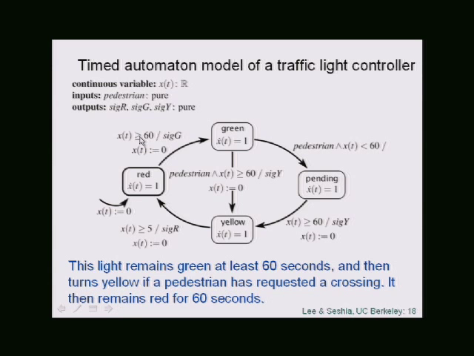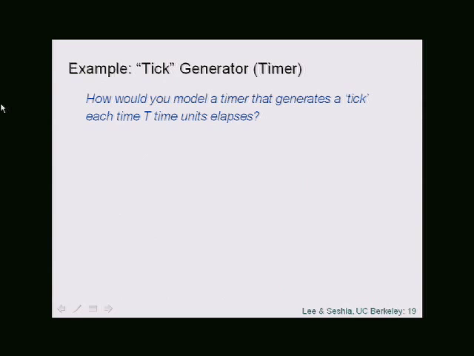Now let's do a design problem. So let's see how we can model a timer where the output of the timer is a tick signal. Okay, so it's a pure signal that is generated whenever t time units has elapsed. Okay, so the picture is I want to have an output which is a tick of the clock, and this is a pure signal.